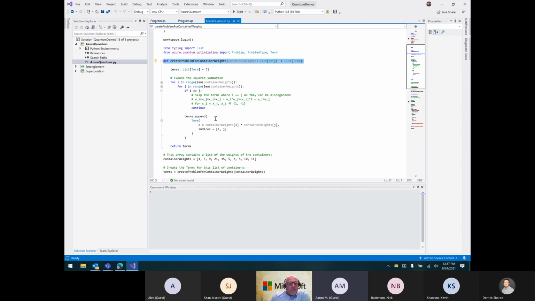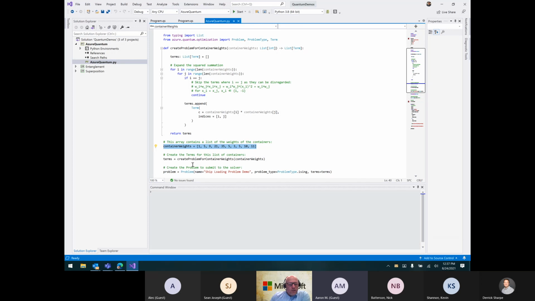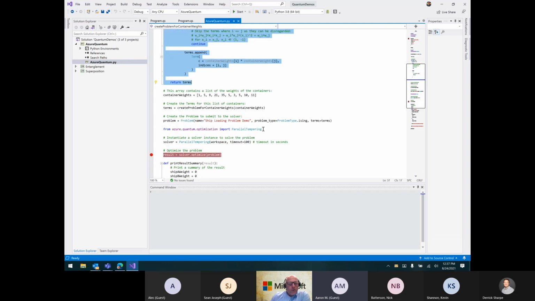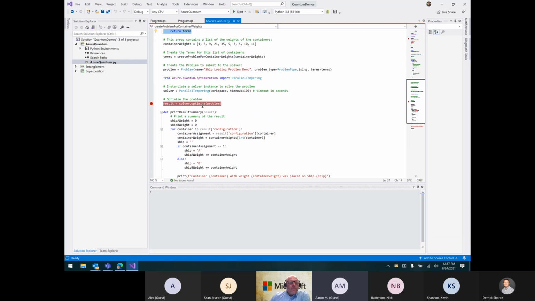So you can see here, we go through a series of container weights. And with those container weights, we create this problem. We call this method create problem for container weights, and we pass in the list of container weights, and it's saying for each one, where am I going to be placing this? That's what I have to solve for. I'm going to invoke this solver, which is parallel tempering. It's a solver that you use to actually instantiate and solve the problem in the workspace.